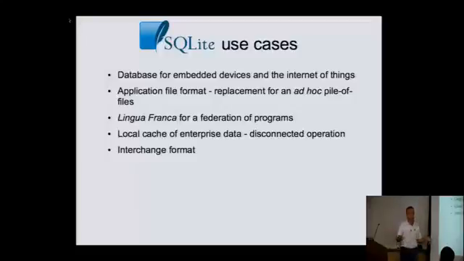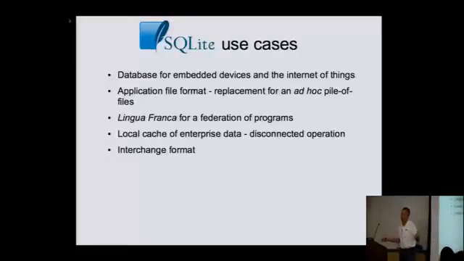It's often used as a local cache for an enterprise database. So you're on a device, you want to download data that's relevant to the device so that the device can continue to operate while you're off network. You're on your phone and you're going through a tunnel and you've lost reception. You're off network for a while.